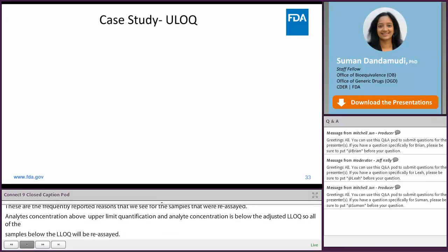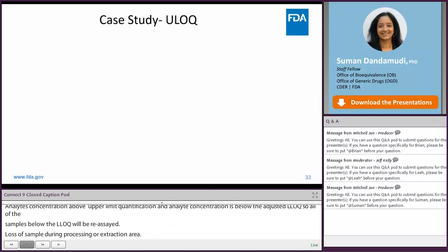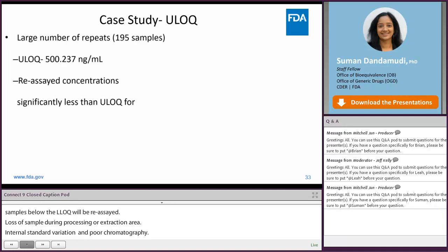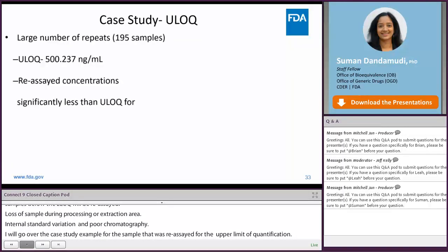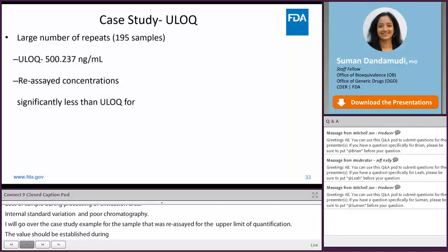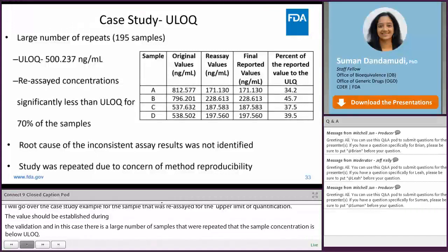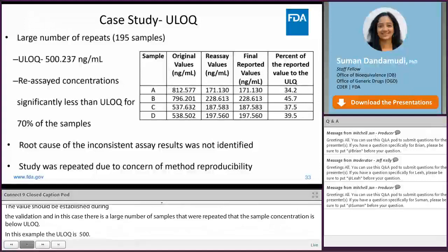So I'll go over the case study example for the sample that was reassayed for the upper limit of quantification. That is, the sample is over the upper limit of quantification. First of all, dilution integrity should be established during the method validation. And in this case, there are a large number of samples that were repeated because the sample concentration is above ULOQ. In this example, the ULOQ is 500.237 nanogram per ml. And what we observed is the reassayed concentration values are significantly less than the ULOQ for at least 70% of the samples. As you can see in the example, there are 4 samples I'm showing you.